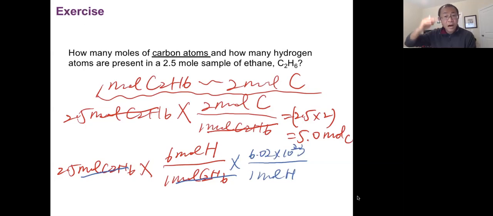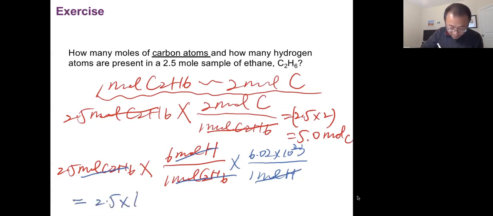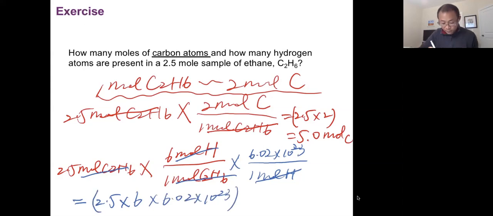I put moles on the bottom now. Why? Because I want to cancel moles now. I want to get the real number. So moles of hydrogen canceled. The calculation will be 2.5 times 6 times 6.02 times 10 to the 23rd. Put everything in your calculator, and this will tell you 15 times 6.02, 9.0 times 10 to the 24th hydrogen atoms.